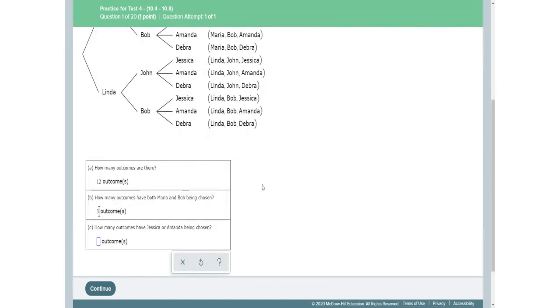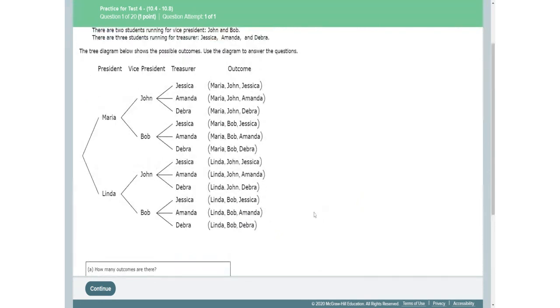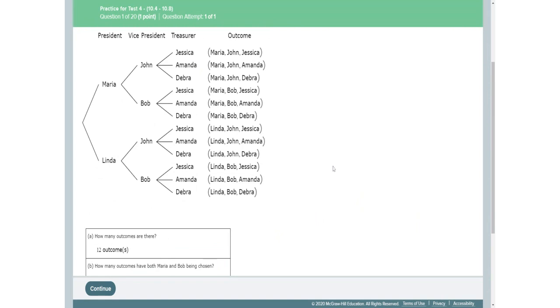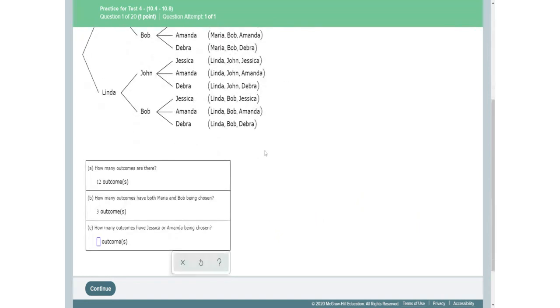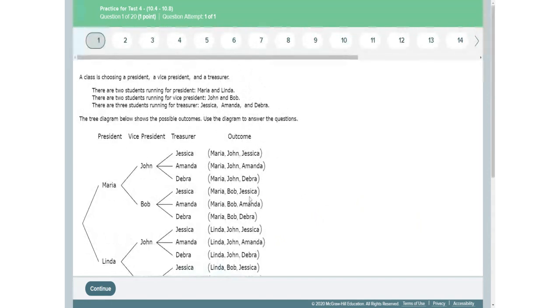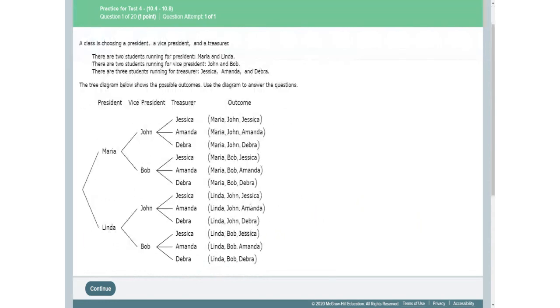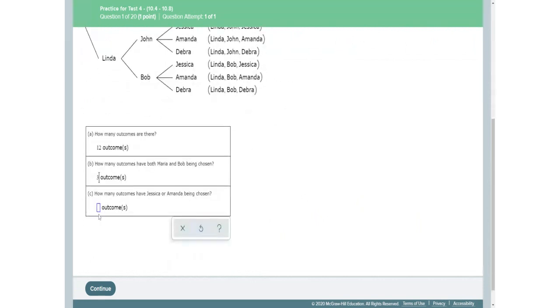How many outcomes have Jessica or Amanda being chosen? Well, that's or, so as long as it has one or the other, we're going to select it. Here's a Jessica, here's an Amanda, so there's 2. Here's Jessica and there's Amanda, 2 more, that's 4. Here's another Jessica or Amanda, that's 6. And then 2 more, so that's 8 that have Jessica or Amanda.